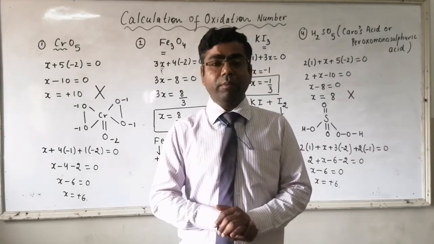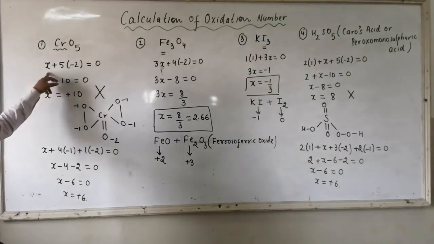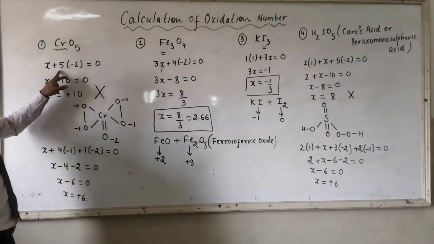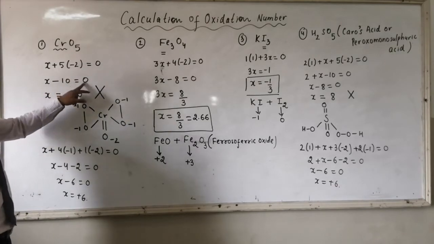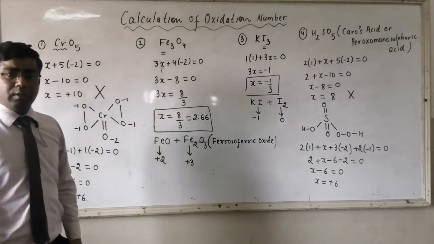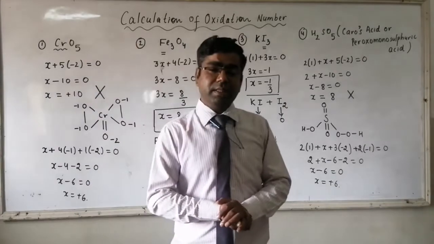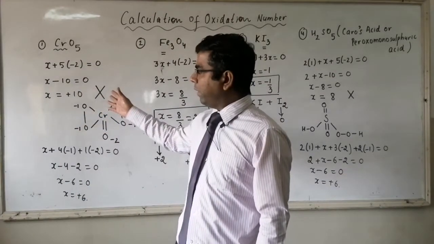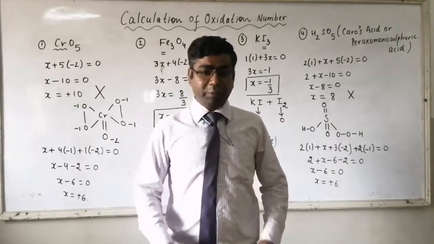So here for chromium we have to find, so put x for chromium. There are 5 atoms of oxygen. So it is x + 5 × (-2) = 0, which gives x - 10 = 0. So x is equal to +10. So solving for chromium in CrO5, we get an oxidation state of +10, which is not possible.